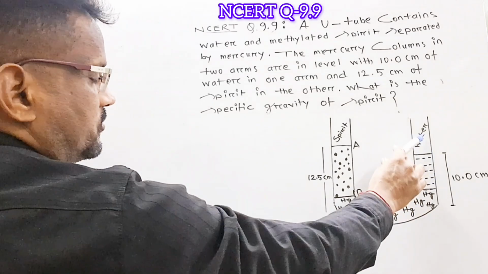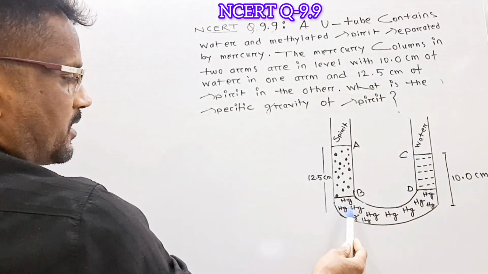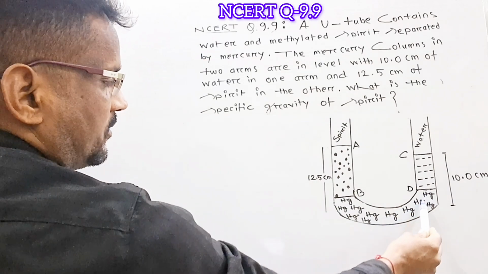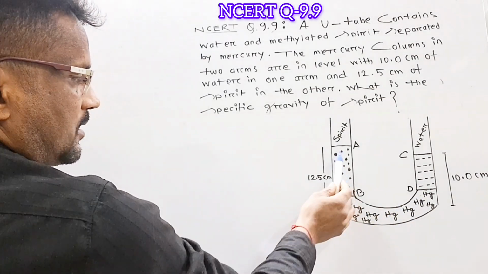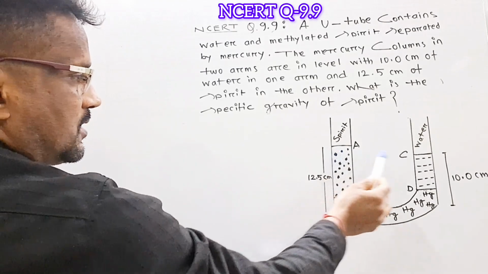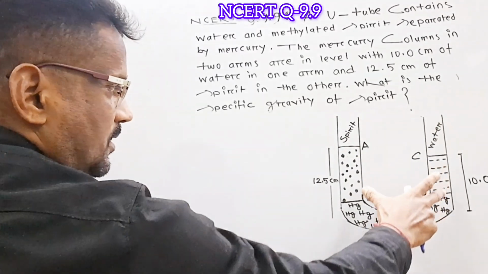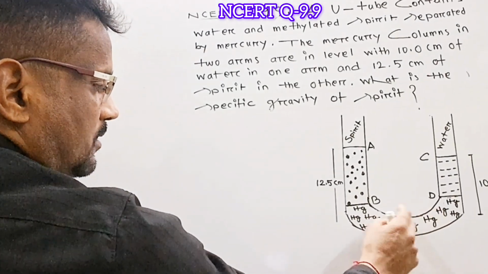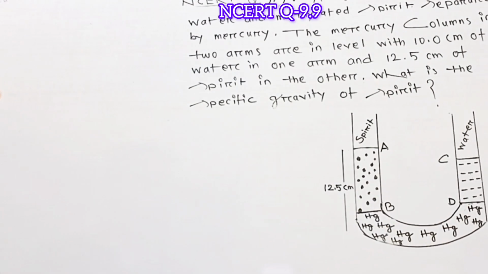Say this is your U-tube, and the spirit and water columns are separated by mercury. So here it is mercury, liquid mercury is here. And this mercury separates the two columns: in this column is your spirit and here it is your water. In between these two liquids your mercury is present, and because of this mercury these two are separated.